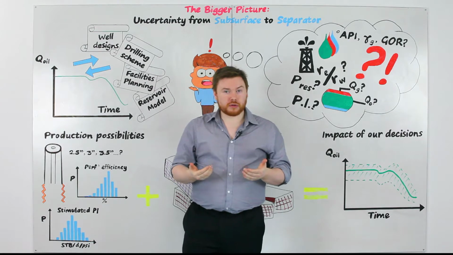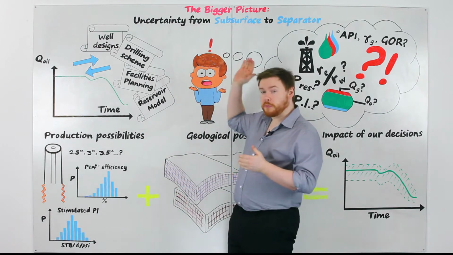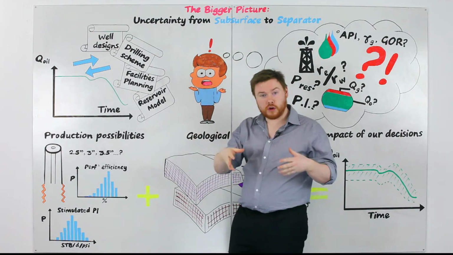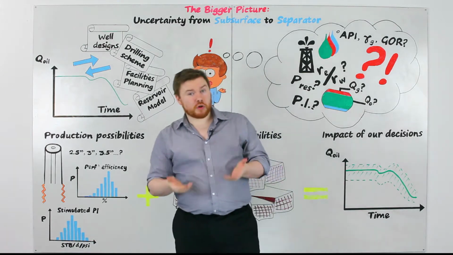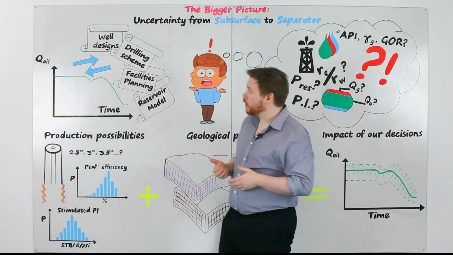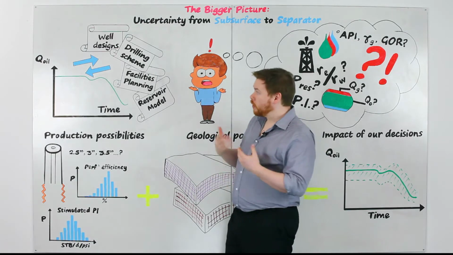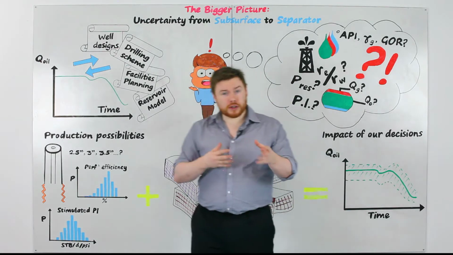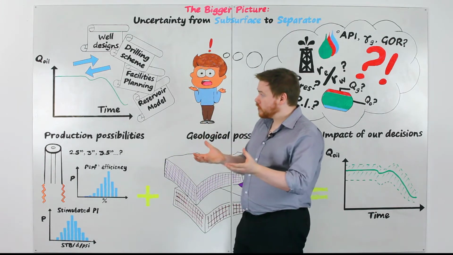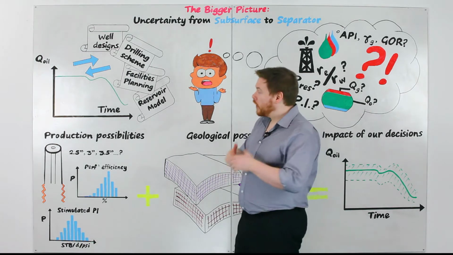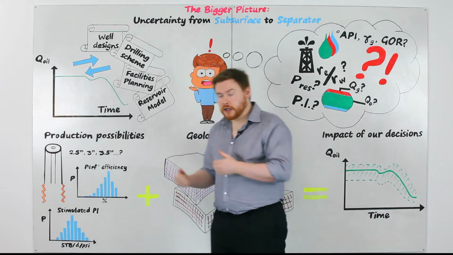I'm the new product owner of Hutton here at Cognitive Geology, and today I'm going to be talking to you about the bigger picture, uncertainty from subsurface to separator. My background is chemical engineering, and most recently I've been working as a petroleum engineer in the field of integrated production modelling. And what that means is taking models of all the different parts of our oil and gas system and constructing a model that represents the entire behaviour of the system and how they're going to interact and affect each other once we start producing from that asset.